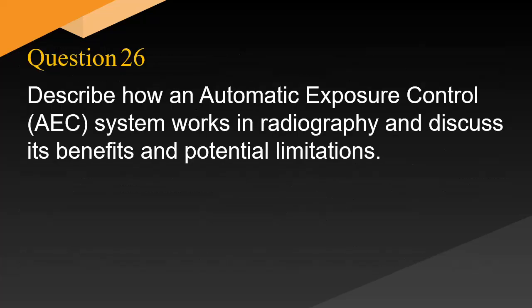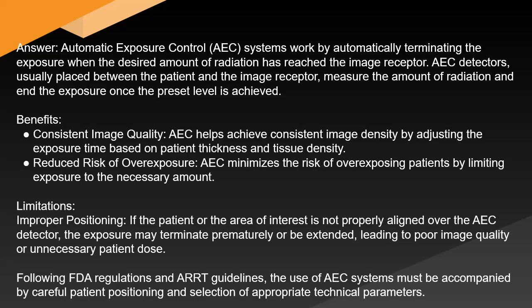Describe how an automatic exposure control (AEC) system works in radiography and discuss its benefits and potential limitations. Answer: automatic exposure control (AEC) systems work by automatically terminating the exposure when the desired amount of radiation has reached the image receptor. AEC detectors, usually placed between the patient and the image receptor, measure the amount of radiation and end the exposure once the preset level is achieved.